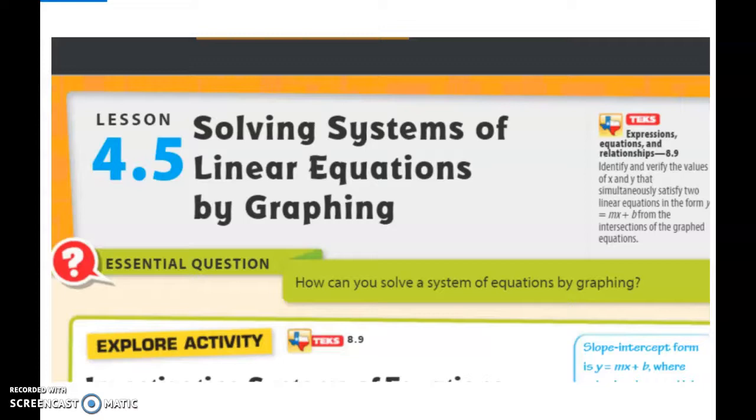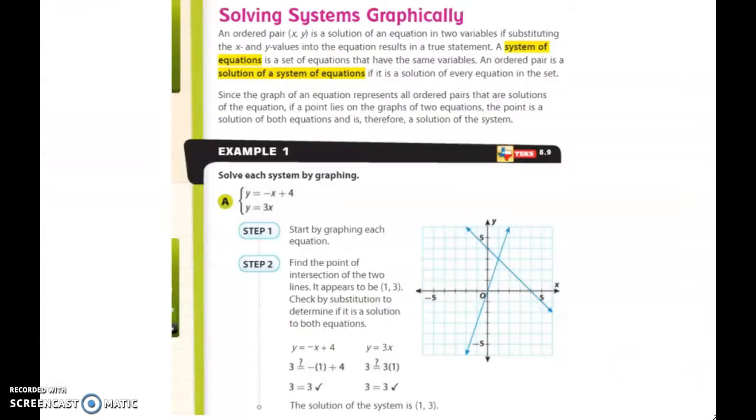So let's go ahead and take a look at our next visual. So just to recap, again, an ordered pair, that's x and y, is going to be a solution of an equation in two variables if substituting the x and y values into the equation results in a true statement. Now, when we say a true statement, that means each side of the equal sign will have the exact same thing. Now, a system of equations is going to be a set of equations that have the same variables, in this case x and y.